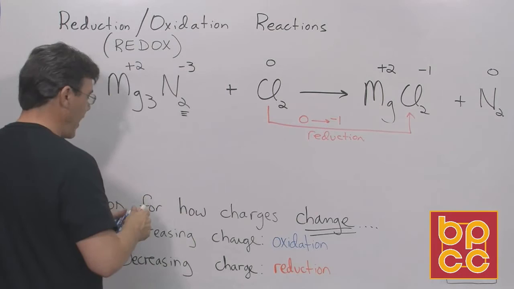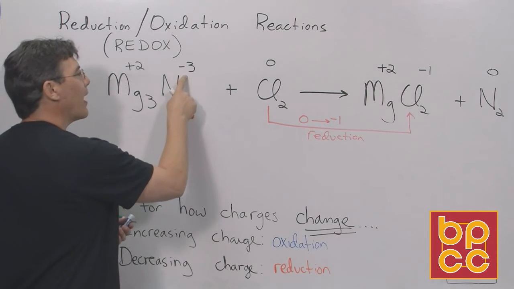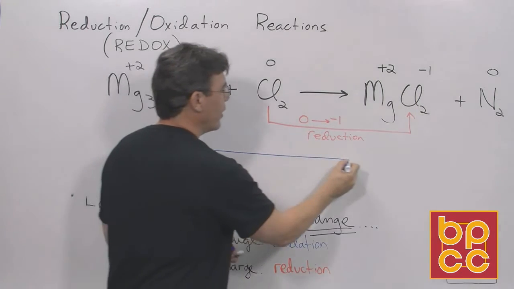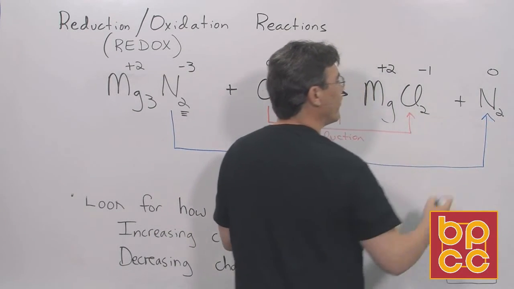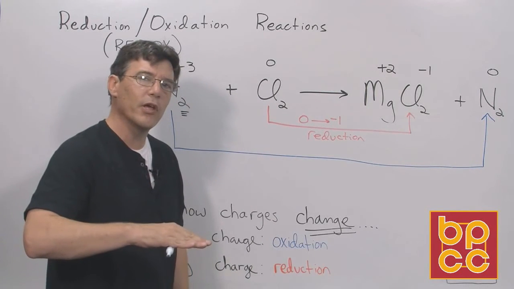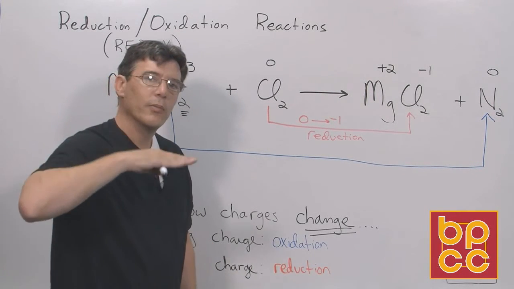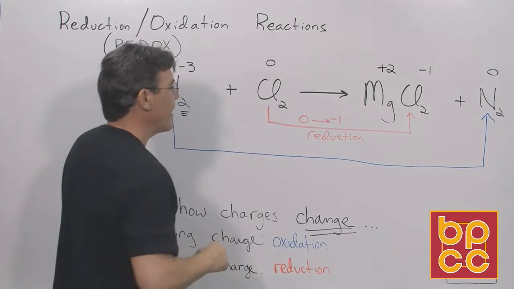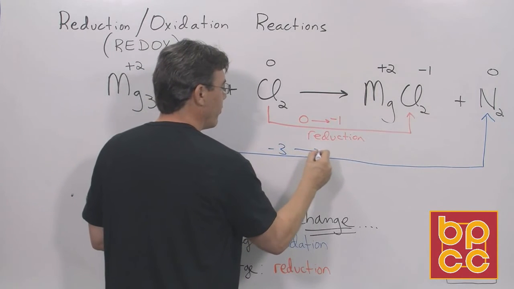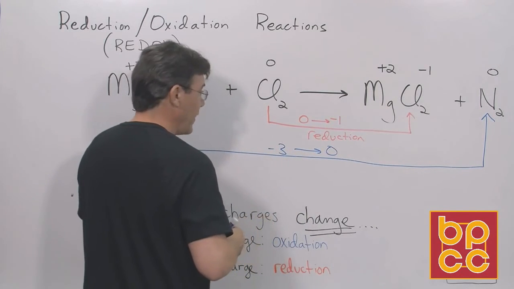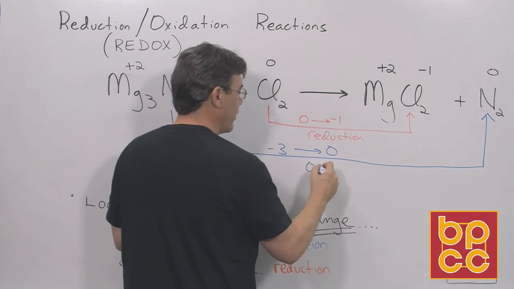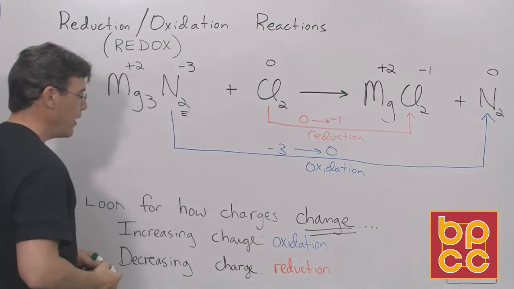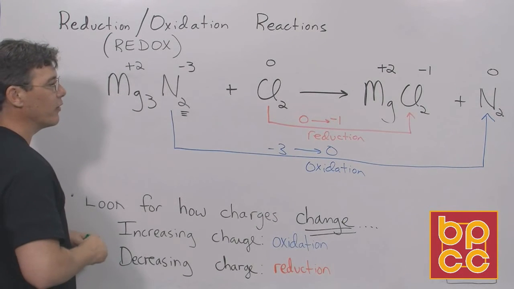Okay, and then just working our way backwards here. Nitrogen goes from -3 on the reactant side, the charge we assigned it, and shows up on the product side as 0. So what happened there? -3 to 0. -3, -2, -1, 0. It actually increased, didn't it? An increase in charge, in this case from -3 to 0, is a sign of oxidation because the charge is increasing. According to our rules here, an increasing charge indicates oxidation.